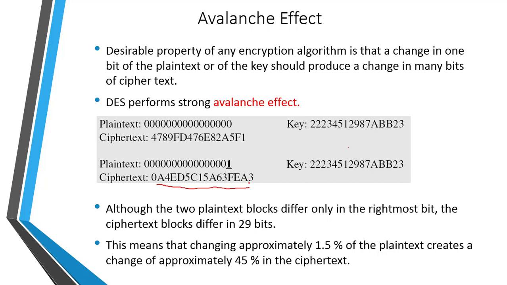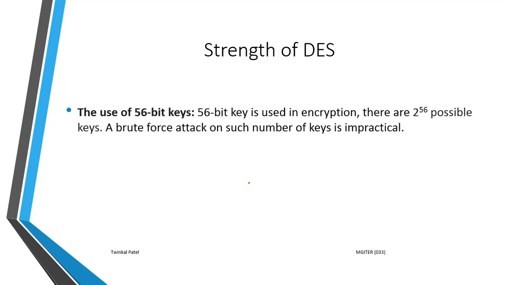For possessing the avalanche effect, DES has diffusion and confusion properties, which consist of many substitutions and permutations in the algorithm. Next we will see what the strengths of DES are.